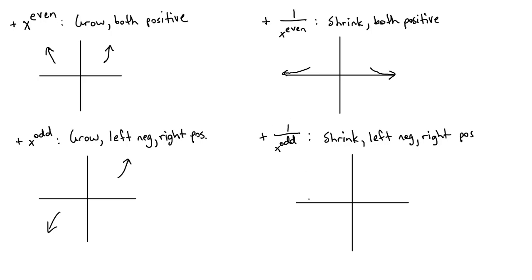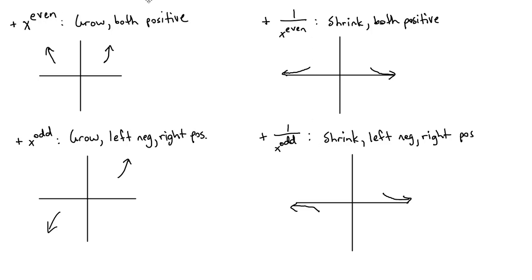So on the left end, I need to approach 0, but from the negative side. So I need to be below the x-axis. And as I look at my left end, I need to get closer and closer to 0. On my right end, I'm positive, but I need to shrink. So I'm going to start positive and shrink towards 0 on the right side. And there we go. Those are x to powers and reciprocals of x to powers.